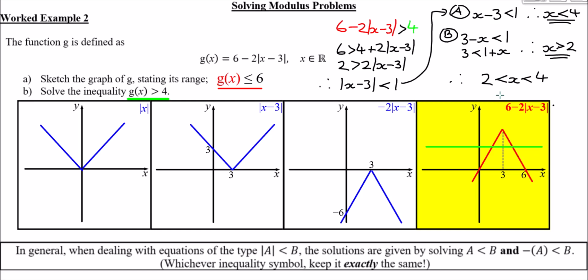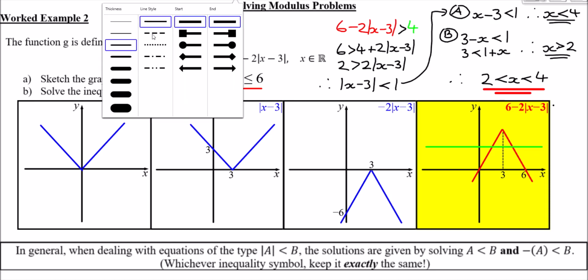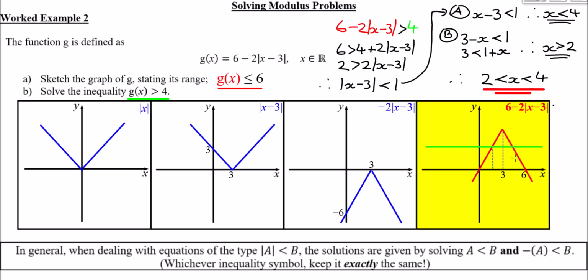So in terms of this graph here, all this is saying is that this bit here is going to be where x is 2, and this here is going to be where x is equal to 4. And in between 2 and 4, that's when the red is higher than the green as required.